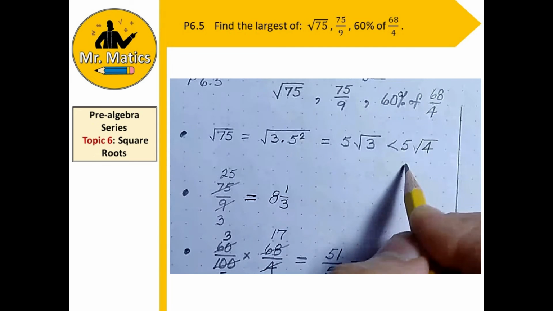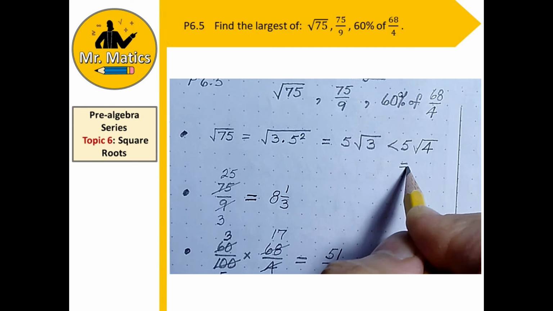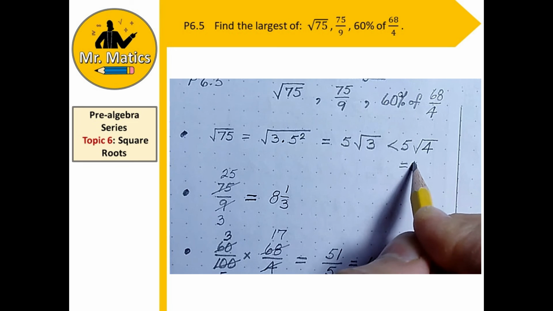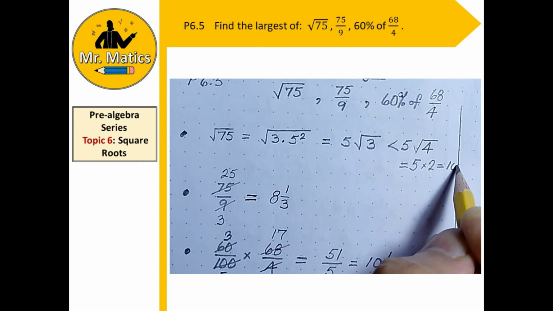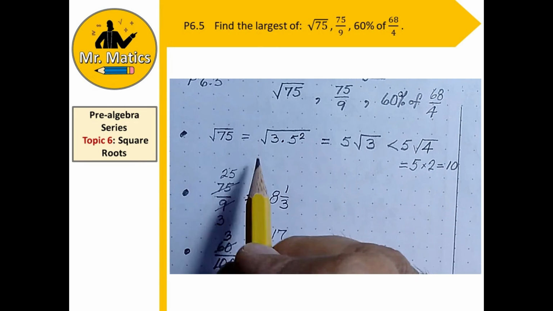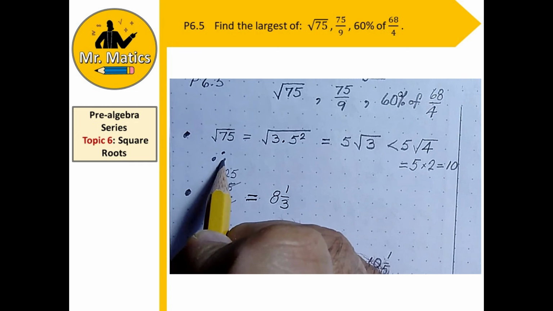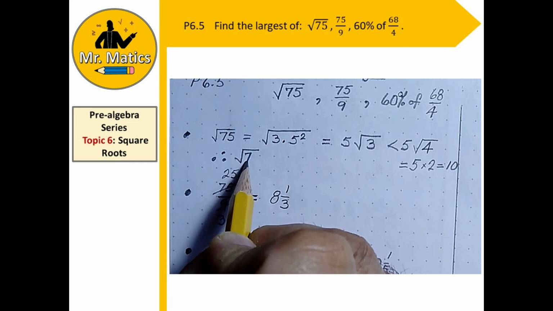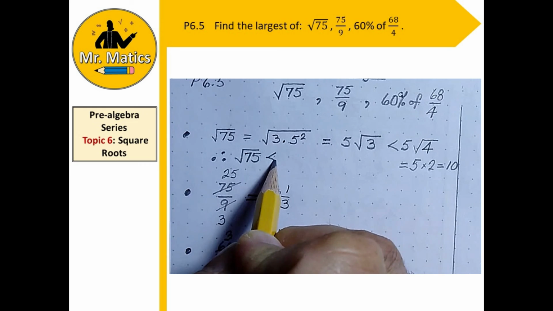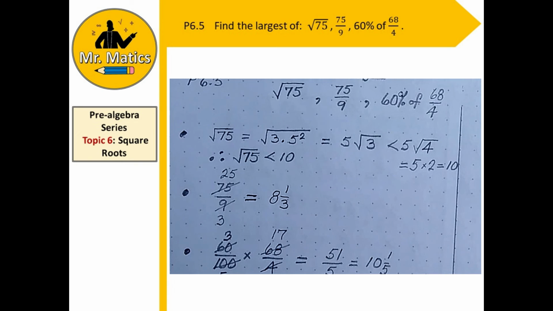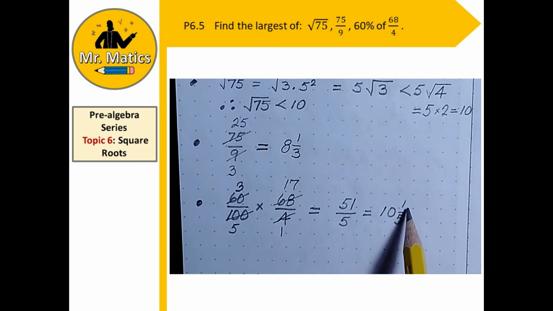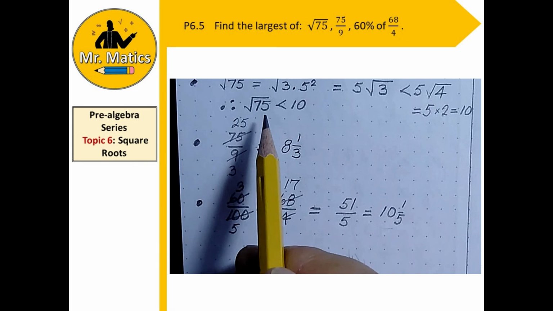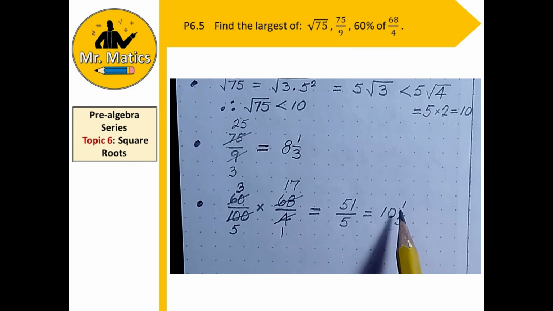Now 5√4 is equal to 5 times 2, since the square root of 4 is 2, which equals 10. So now can I say that therefore the square root of 75 is less than 10? So now you are comparing a number which is 10 and 1/5 and a number which is less than 10. So of course then this number becomes the larger one.